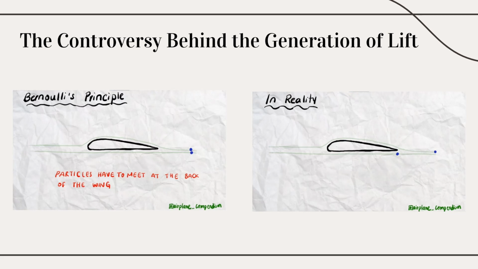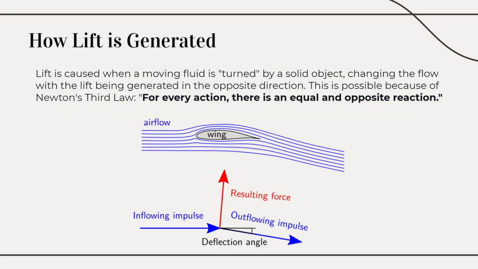Lift is caused when a moving fluid is turned by a solid object, changing the flow with the lift being generated in the opposite direction. This is possible because of Newton's third law. For every action, there's an equal and opposite reaction. This is also the reason why planes are able to fly upside down.